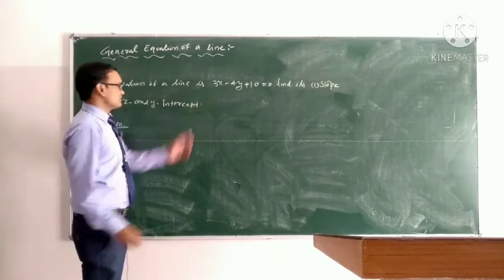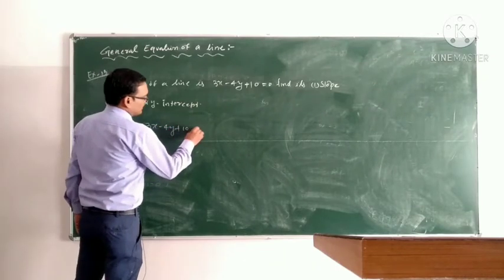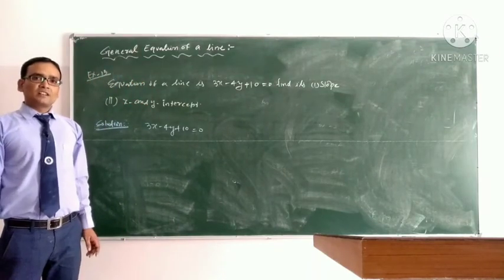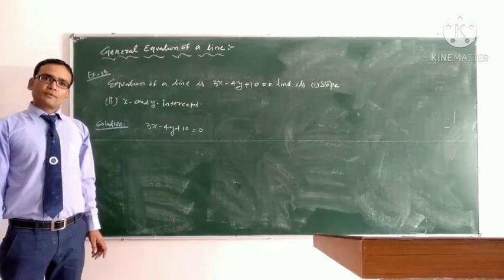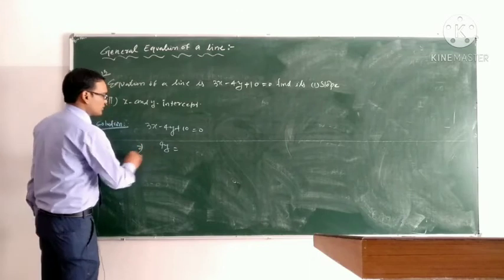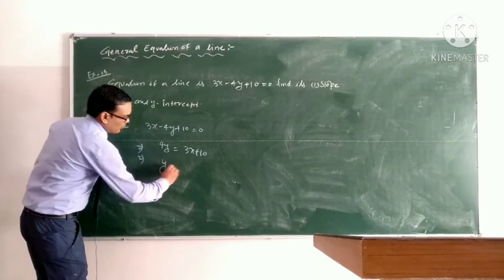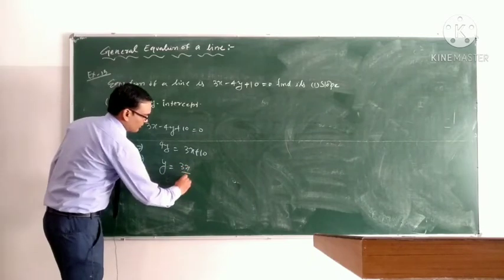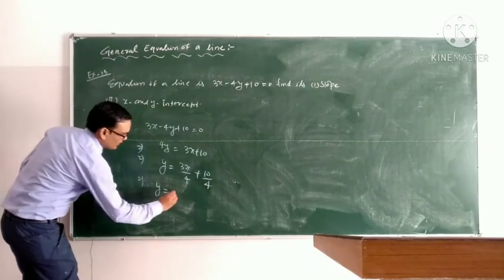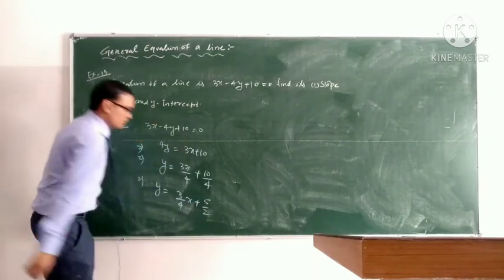We convert the line 3x minus 4y plus 10 equal to 0 into the slope intercept form. Okay, that means 4y is equal to 3x plus 10. This implies that y equal to 3x upon 4 plus 10 upon 4. This implies that y equal to 3 upon 4 x plus 5 upon 2.